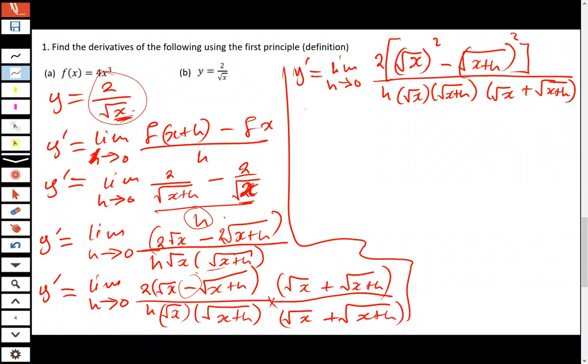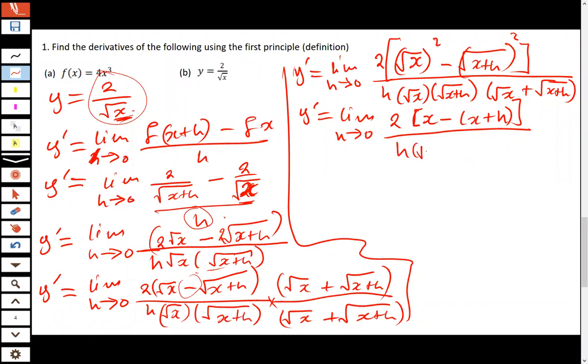So on top there, if we simplify the expression, we're going to have the limit as h approaches 0 of root x squared, which will give us x, and then minus root x plus h squared, which will give us x plus h. So when we simplify this expression further, we're going to have h root x, then root x plus h, then in brackets we still have root x plus root x plus h.